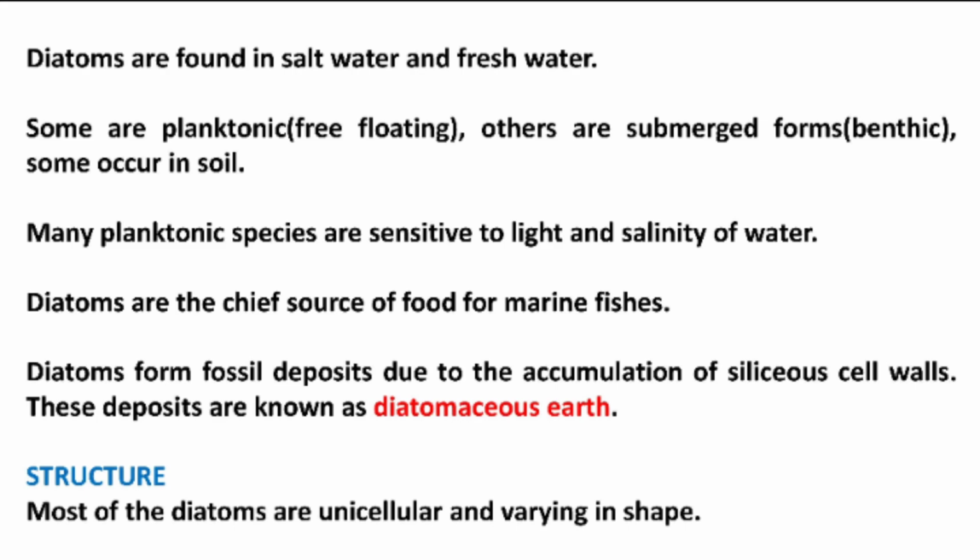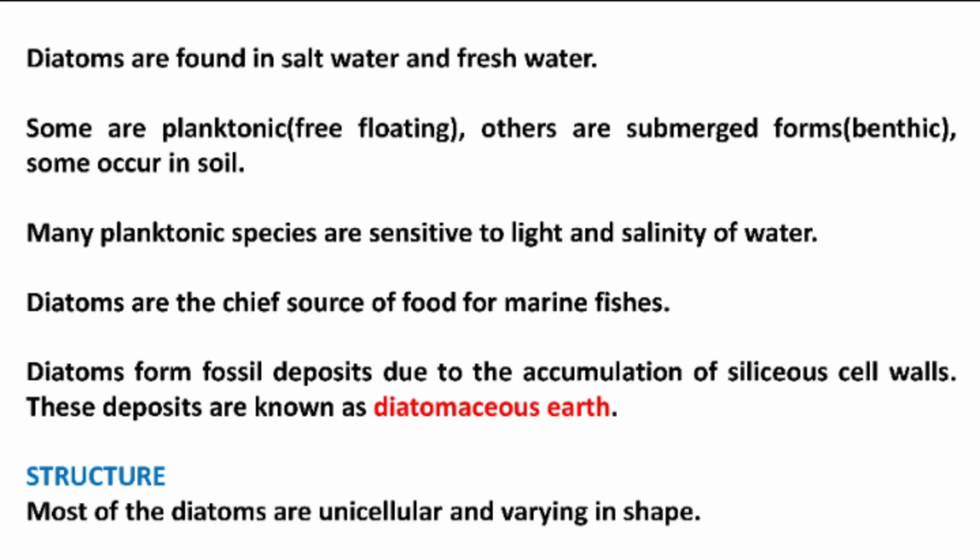Diatoms are found in salt water and fresh water. Some are planktonic, that is free floating. Others are submerged forms, benthic. Some occur in soil. Many planktonic species are sensitive to light and salinity of water. Diatoms are the chief source of food for marine fishes. Diatoms form fossil deposits due to the accumulation of siliceous cell walls. These deposits are known as diatomaceous earth.